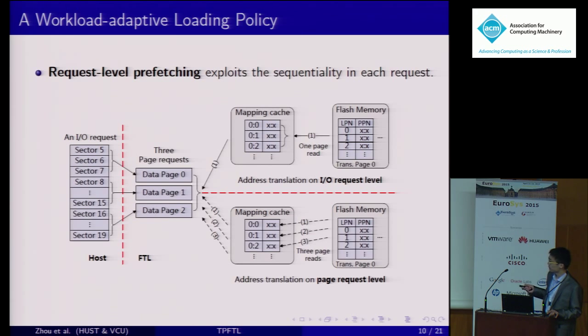Let's see this figure. An I/O request with 15 sectors is split into 3 data page requests. Address translation on the page request level leads to 3 translation page reads to load the requested 3 mapping entries. And address translation on the I/O request level needs only 1 page read to load the 3 requested mapping entries.